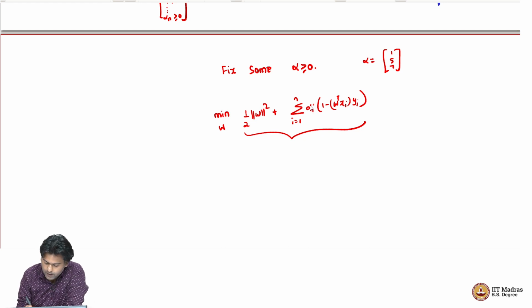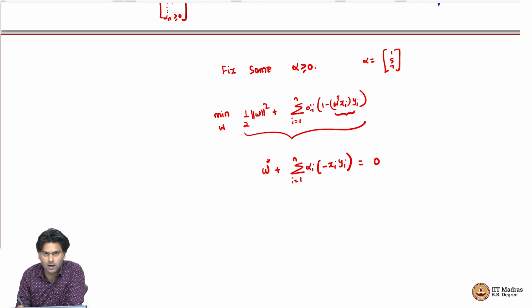Well, the gradient will solve the following. Half norm w squared's gradient is just w. So let me write this as w plus sum over i equals 1 to n alpha i times (w transpose minus w transpose xi yi). The gradient of that is just minus xi yi with respect to w. Now this is the gradient at any w. At the optimal w, this value is going to be 0.